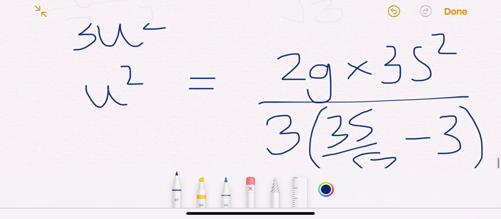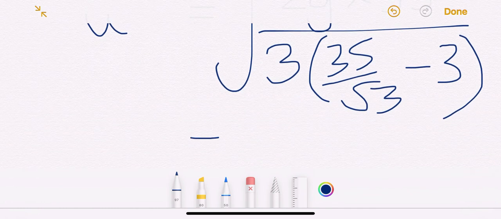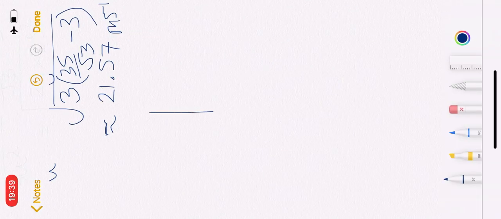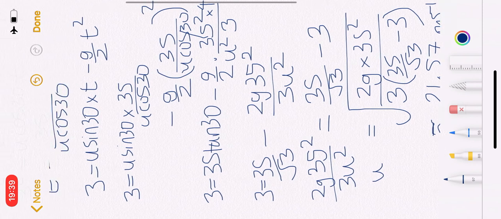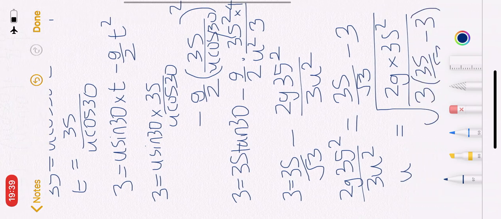Actually, what do we want? We want u, so we can just take the square root. We don't need to worry too much about the plus or minus, because u is a scalar, since it is a speed, so we know it is positive. And if we put that into our calculators, we end up getting u is approximately 21.577 metres per second. And if you can see, the whole solution from start to finish goes from here down to here.